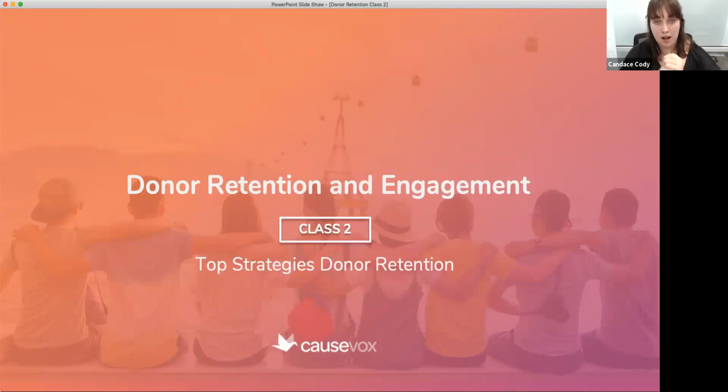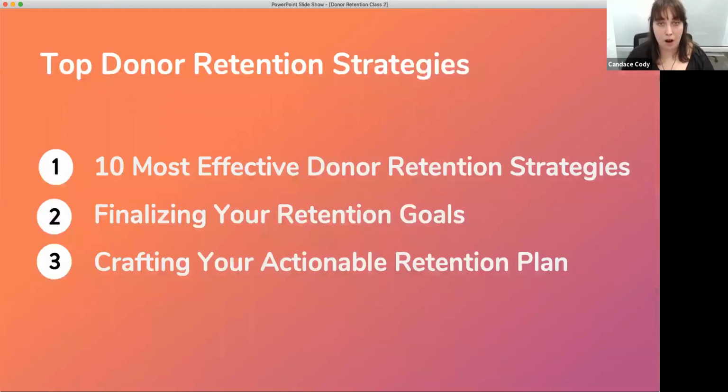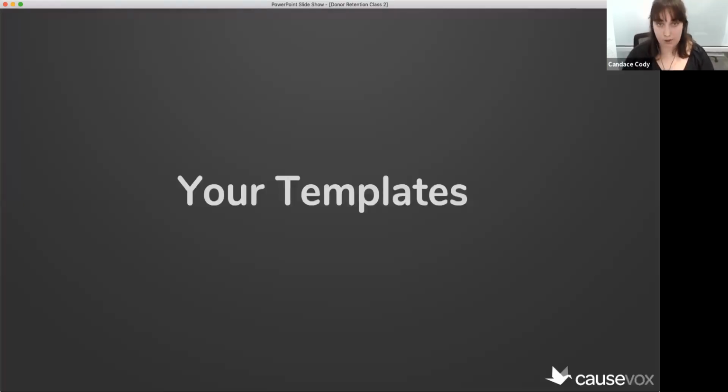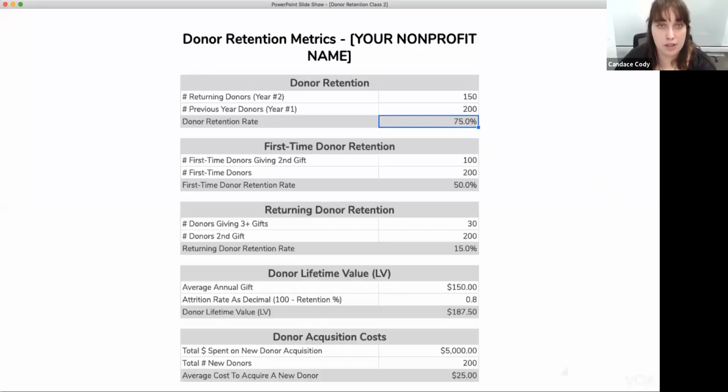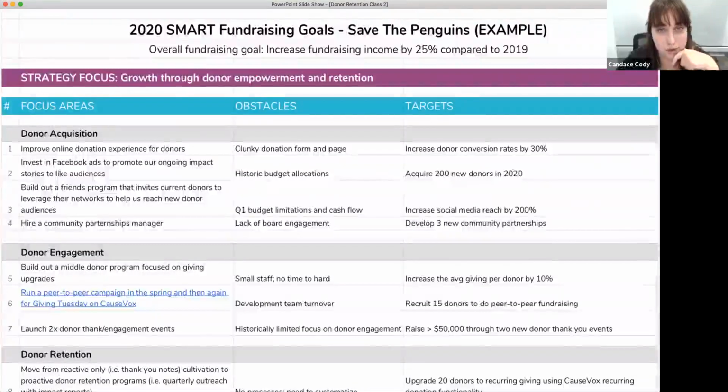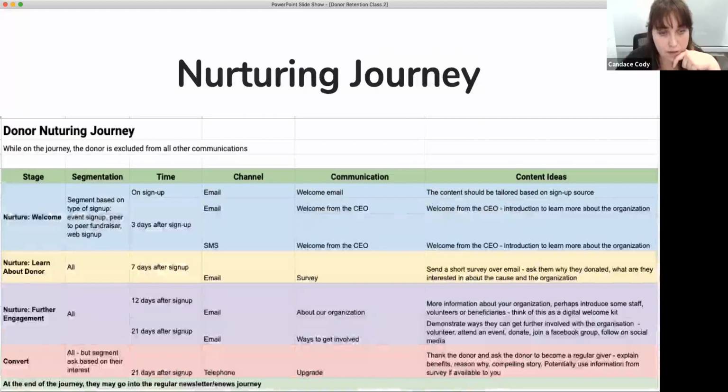But now that we're all set with that, we're gonna dive right into the details of our class today. So first up, we're gonna be spending the majority of our time going over the 10 most effective donor retention strategies, and then taking a look at what it looks like to finalize them into your goals and crafting your actionable retention plan. So your templates, which we went over last time: your donor retention calculator, also the fundraising goals worksheet, so that's what that looks like. And we also have the nurturing journey template, which you can basically just use as an example to create your own.